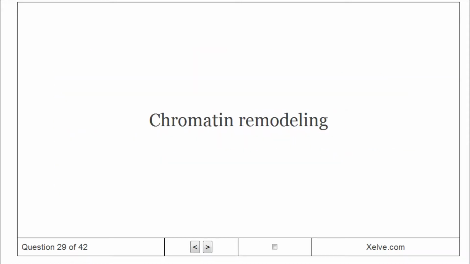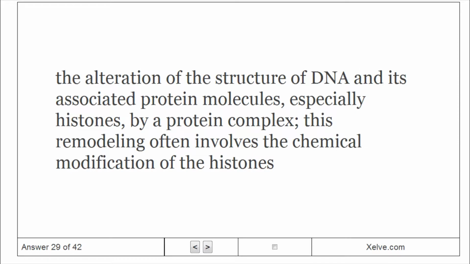Chromatin remodeling. The alteration of the structure of DNA and its associated protein molecules, especially histones, by a protein complex. This remodeling often involves the chemical modification of the histones.